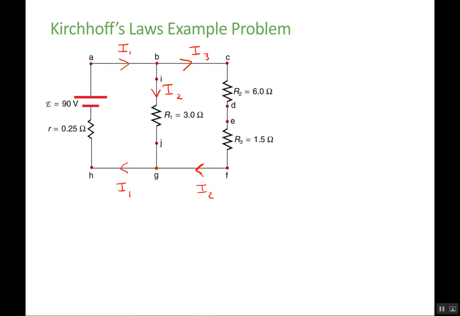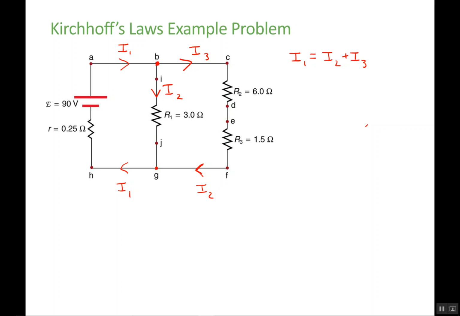All right, so let's focus on junction B here and apply Kirchhoff's current law. Junction B has I1 flowing into it and I2 and I3 flowing out of it. So Kirchhoff's current law, or junction law, says that I1, the total current flowing into that junction, has to equal I2 plus I3.